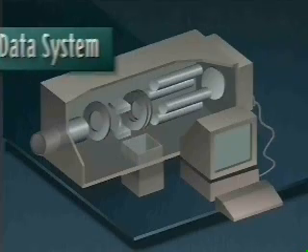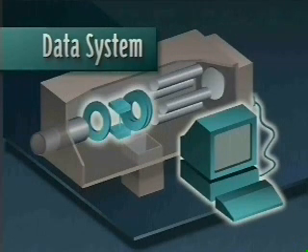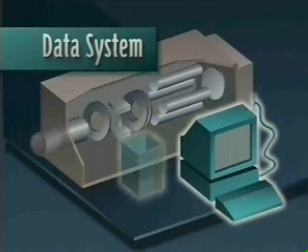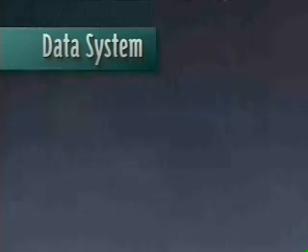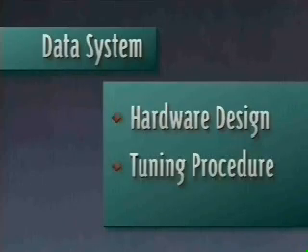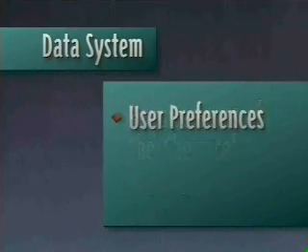The data system sends information to the mass spectrometer electronics. This determines in part how the inlet, ion source, mass filter, detector, and vacuum system operate. The way the system operates is determined by the hardware design, the tuning procedure, requirements of the chemical analysis, and user preferences.